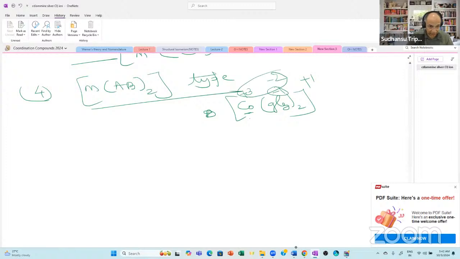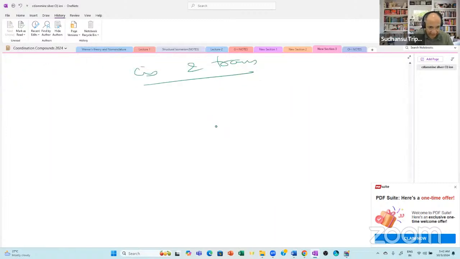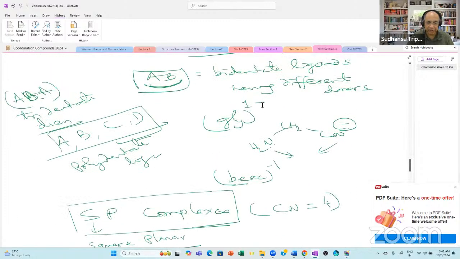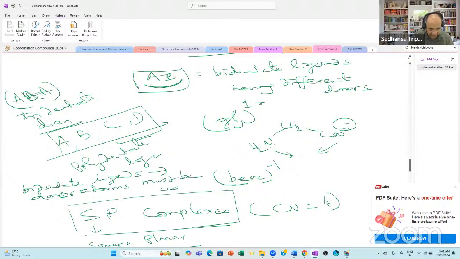So this also exists as cis and trans forms. How? I'm showing you pictorially, then we can take examples. And one most important thing I forgot to tell you here: A, B, C, D, small a, small b. Here you write down bidentate ligand. The donor atoms must be cis.